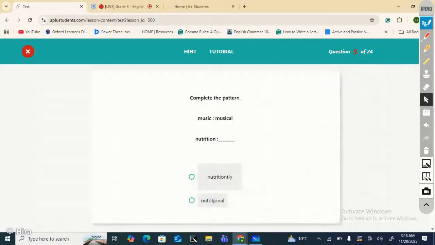Music, musical. We have already discussed it. So, something that is musical has to do with music. Then something that is, yeah, the option two, nutritional, has to do with nutrition. And both end in al, nutritional, musical. So, look at the last letters, suffixes, same suffix because they act the same way.